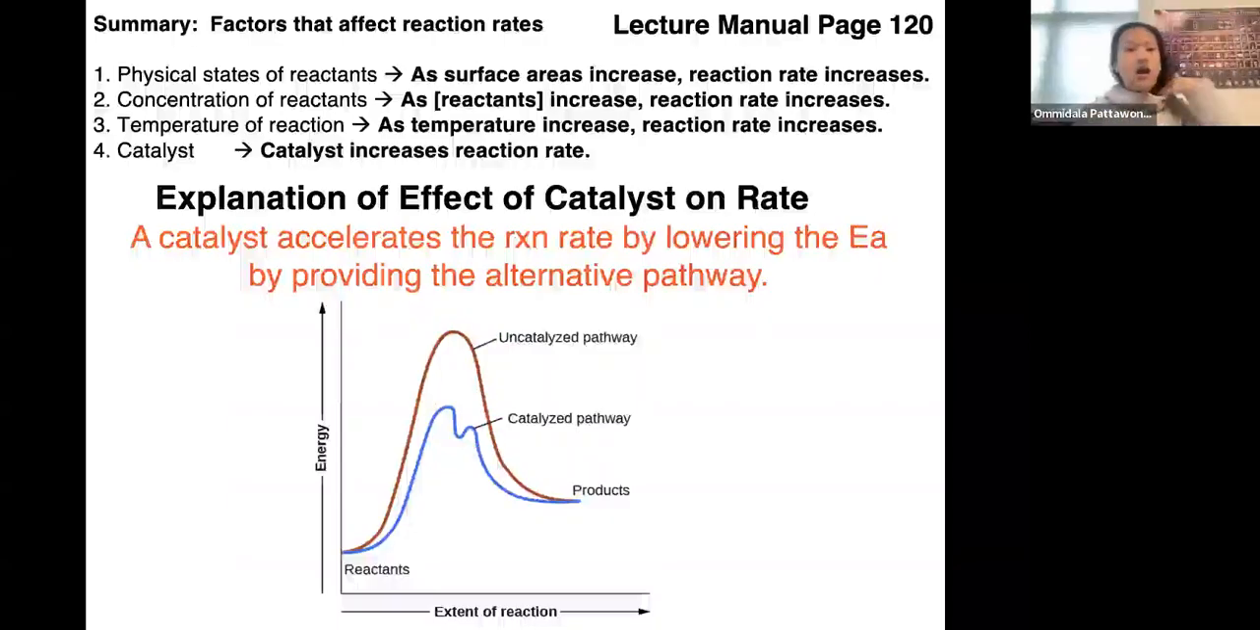So note that the only thing that lowers the activation energy is the catalyst. Everything else, the activation energy will stay the same.